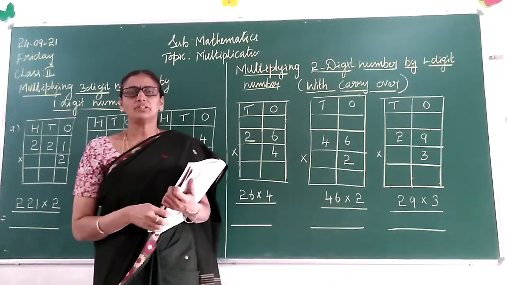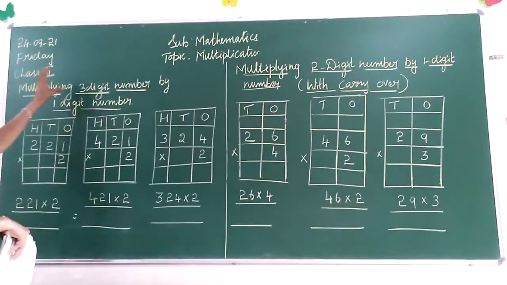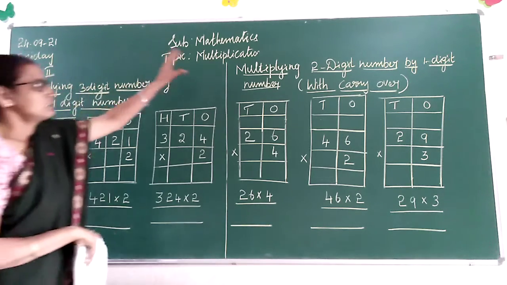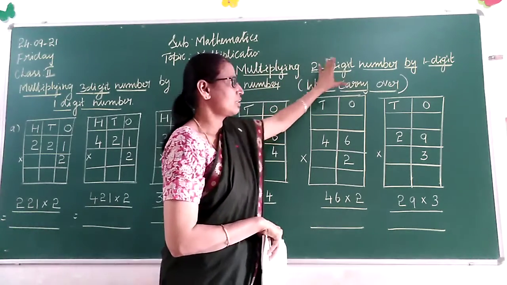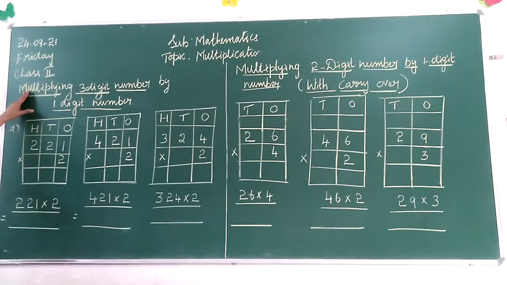Topic is multiplication. Children, today we are going to learn multiplying a 3-digit number by a 1-digit number and multiplying a 2-digit number by a 1-digit number with carryover. Okay, children. So look at the number given here, children.